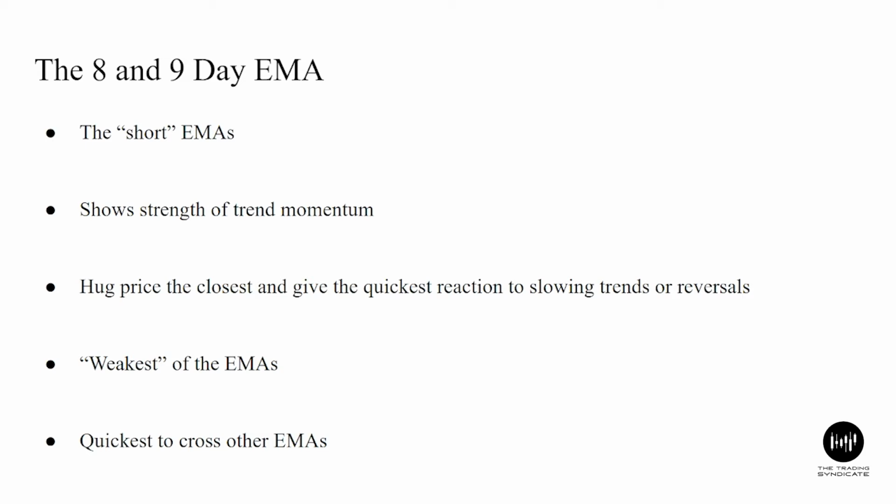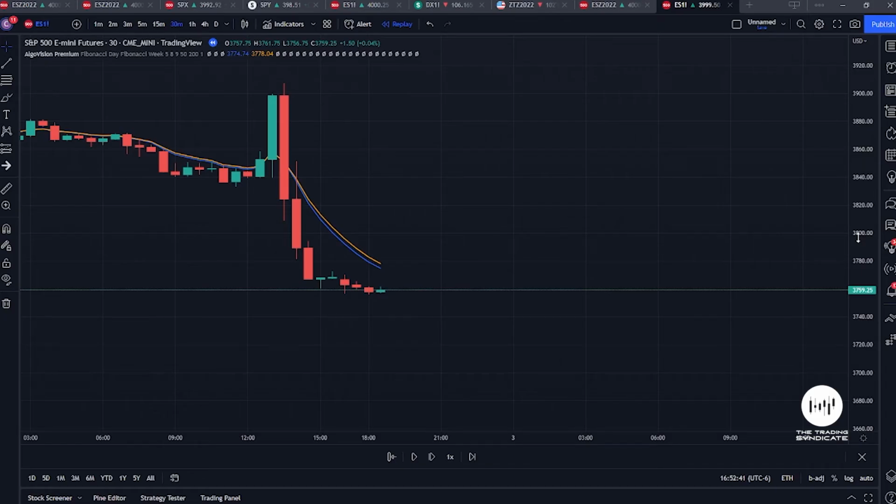Let's take a look at how the 8 and 9-day EMAs react on a chart when we're looking at price action. In this quick replay and review of price action on the S&P 500 E-mini 30-minute chart, we have both the 8 EMA in blue and the 9 EMA in yellow on our chart to see how they respond to the price action in this downtrend.